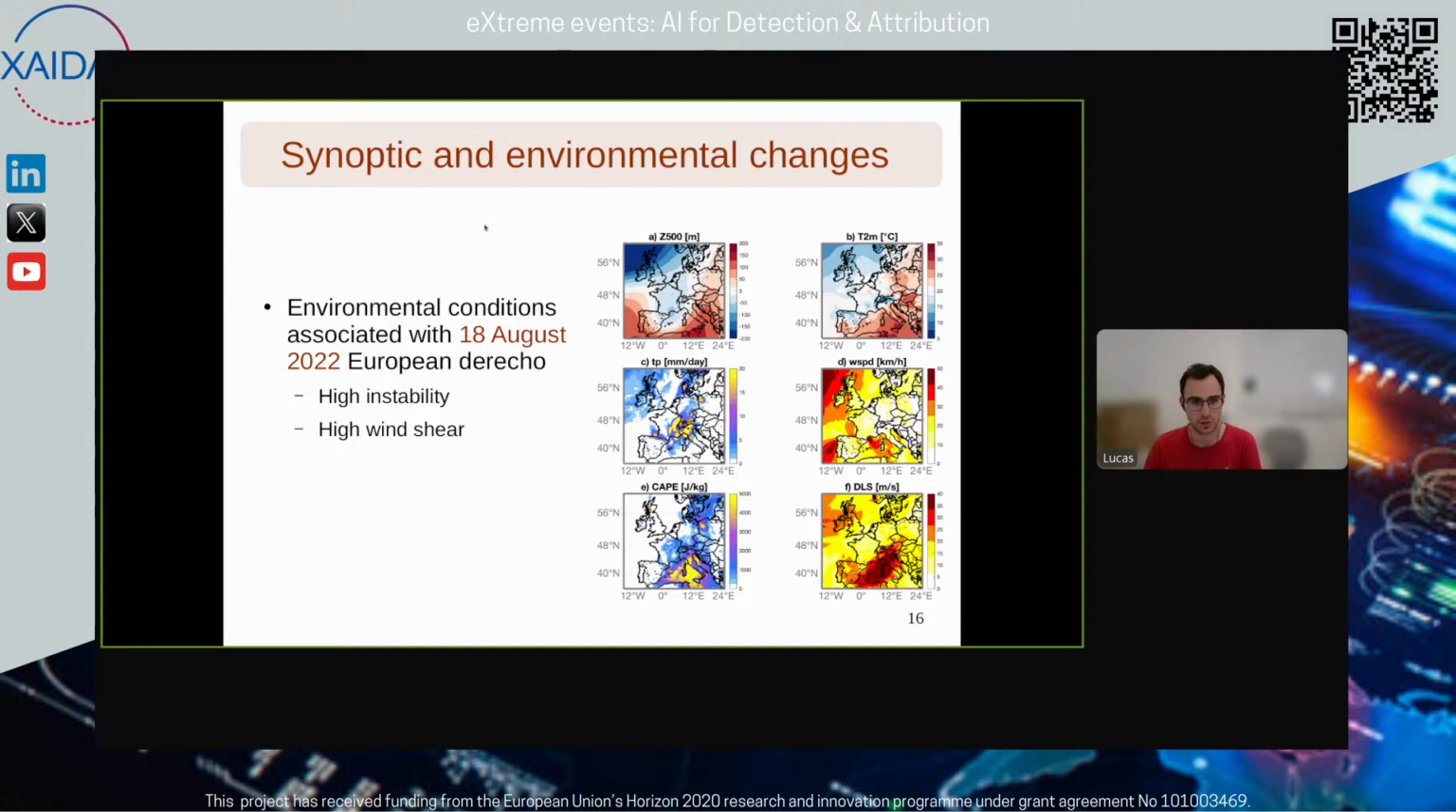So here you can see these variables, these maps for the 18 August 2022 event. So you have the Z500. We have a cutoff low that is located over the northwestern Mediterranean. So we had high temperatures over the Mediterranean Sea. At the time, there was a marine heat wave, so the sea surface temperature was also very high. And then you can see the daily cumulative precipitation. So we have a lot of precipitation over Italy, wind speed, nothing particular, but more importantly, we had very high values of convective available potential energy over the Mediterranean, and also significant wind shear associated with the presence of this cutoff flow. So the conditions were very favorable for the development of a severe convective episode.